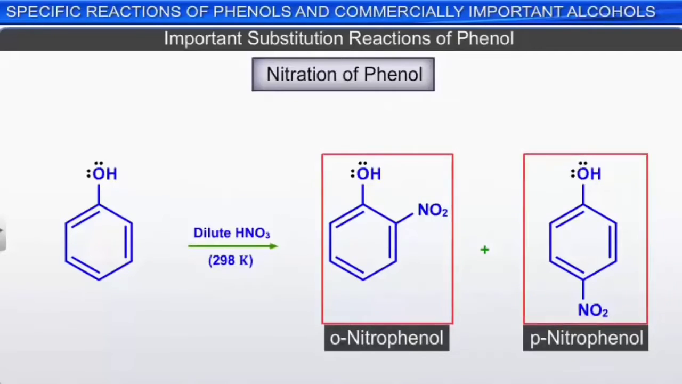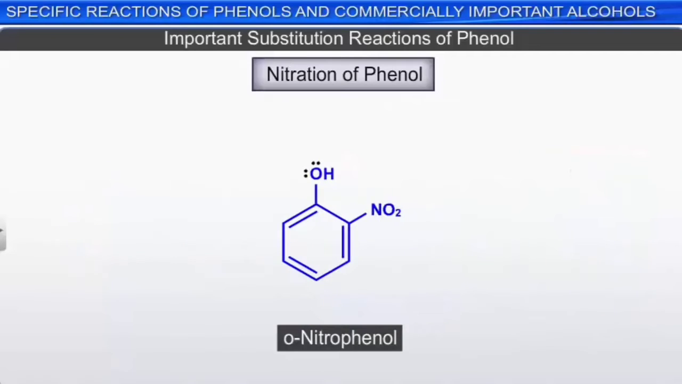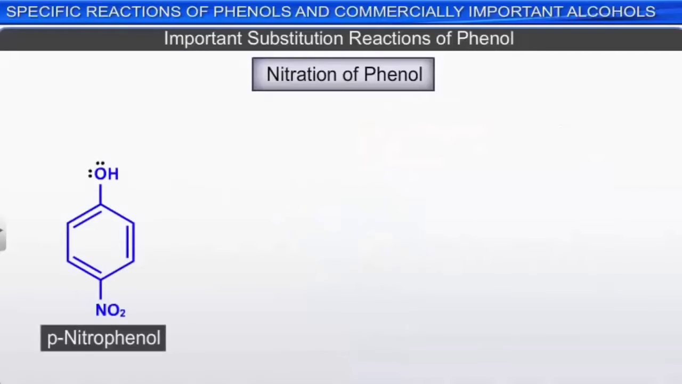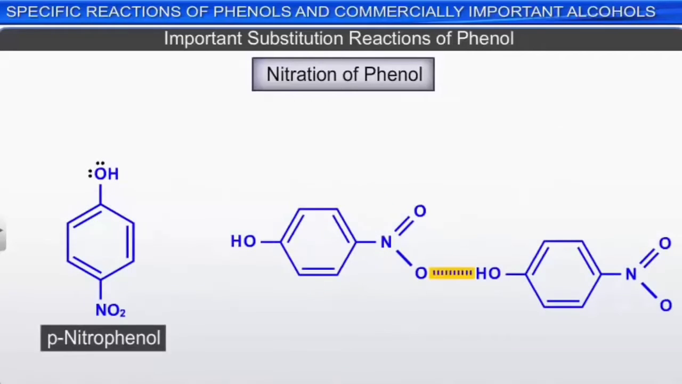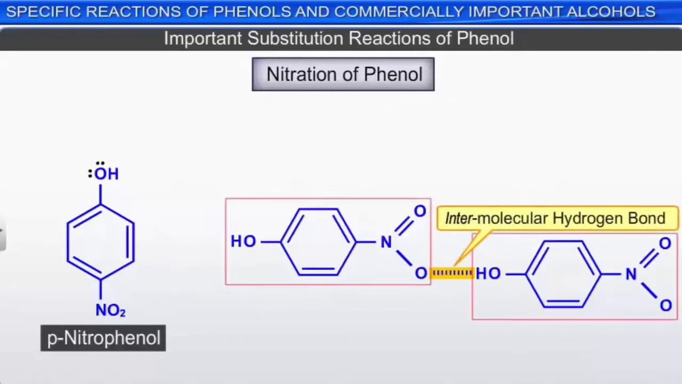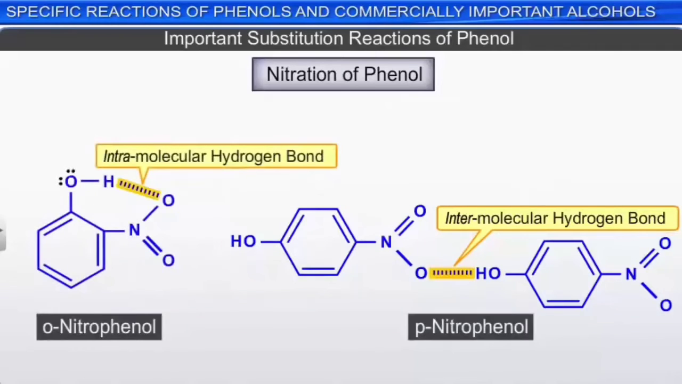As the illustration shows, orthonitrophenol can participate in intramolecular hydrogen bonds. The para isomer can participate in hydrogen bonds between molecules. The intermolecular hydrogen bonds hold the para nitrophenol molecules together. The different hydrogen bond arrangements have important effects on the physical properties.